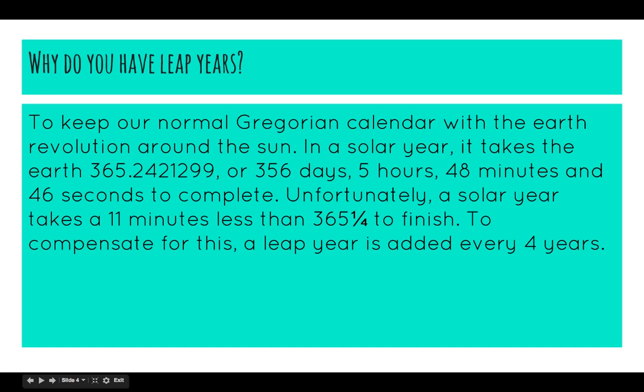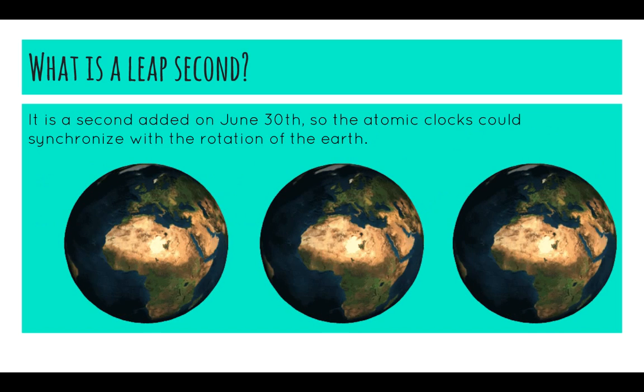Why do we have leap years? To keep the normal Gregorian calendar in line with the Earth's revolution around the Sun. In a solar year, it takes the Earth 365.2421299 days, or 365 days, 5 hours, 48 minutes, and 46 seconds to complete. Unfortunately, a solar year takes 11 minutes less than 365 and a quarter days to finish. To compensate for this, a leap year is added every 4 years.